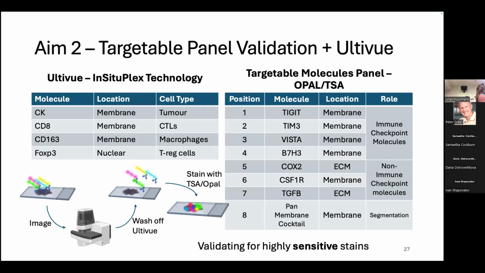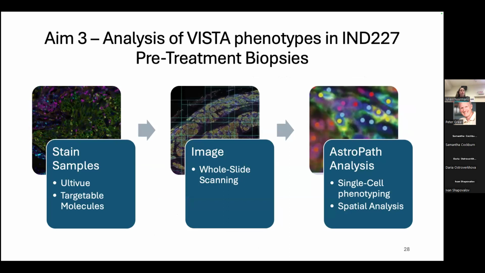And from there, we can then figure out if VISTA is expressed on T cells, if it's expressed on tumors, and then there may be other cell types it's expressed on, which I may not pick up here, but I'll be able to tell and then can go in and build more panels to look at that deeper. And once that's all done and I'm able to move on and then stain my clinical samples, I will stain the clinical samples with the 2 panels, move on to whole slide scanning, and then do my analysis within AstroPath.